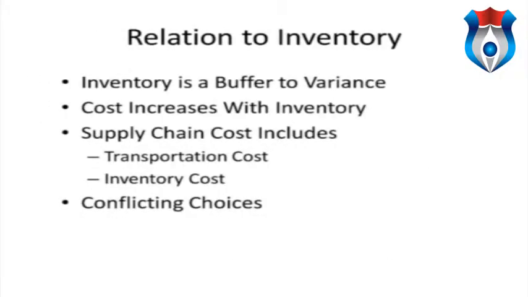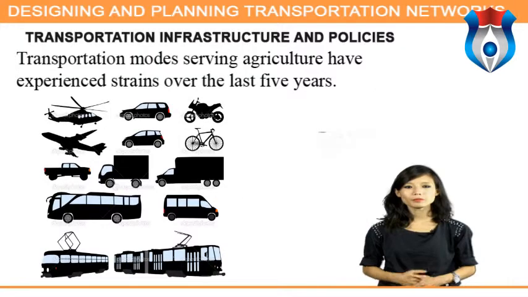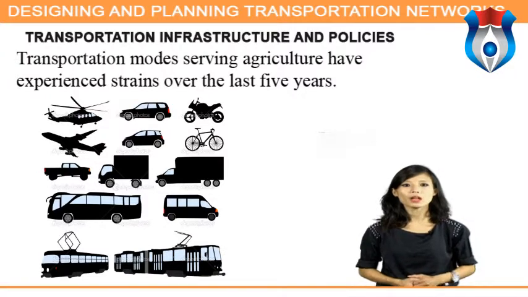Transportation choice is fundamentally related to inventory. Inventory is a buffer, a cushion to variable, unpredictable transportation. However, inventory is also a cost that increases with higher inventory stocks. Thus, the supply chain is composed of two significant costs: transportation and inventory, and these two expenses are frequently in conflict with each other. Let us now discuss the transportation infrastructure and policies.